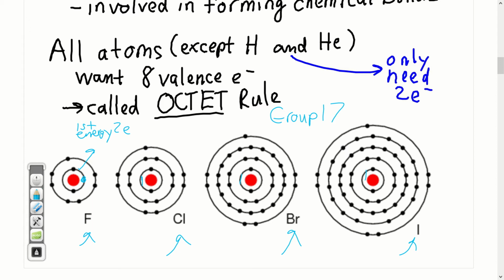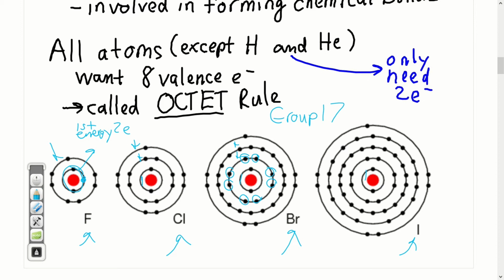So that's why helium and hydrogen only need 2, because they only have 2 electrons. Hydrogen only has 1, and 2 is the most. Once you have 2, they're stable. But after that, for every other ring after the first energy level, we can get 8 in there. Now you might see more, but I don't want you to get confused. Basically, we can try to get 8 valence electrons in it.